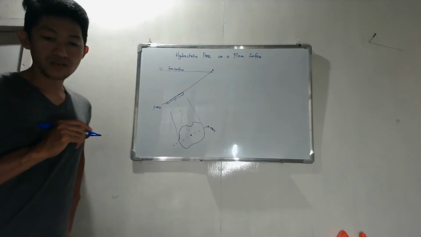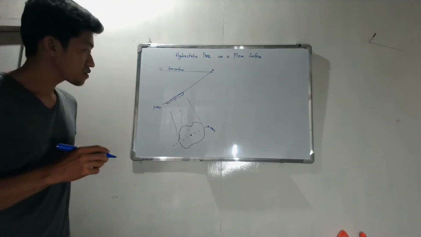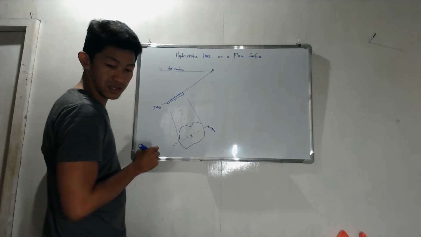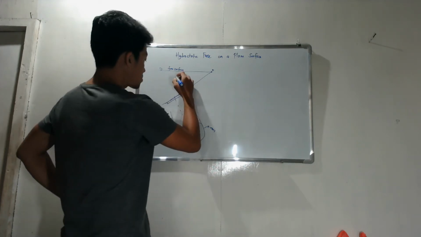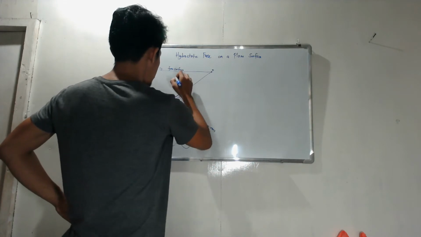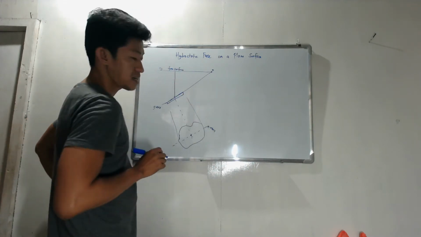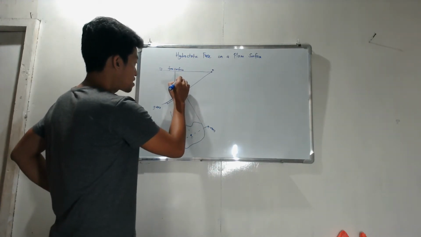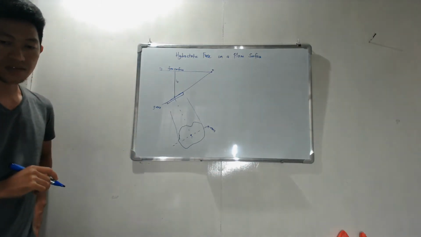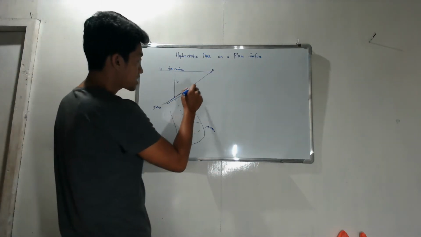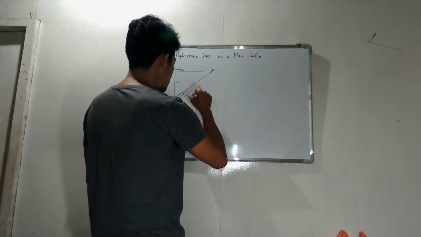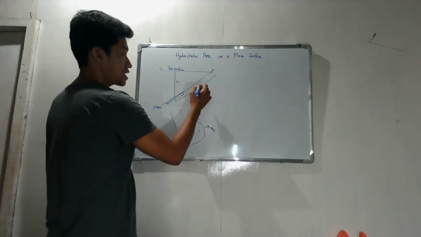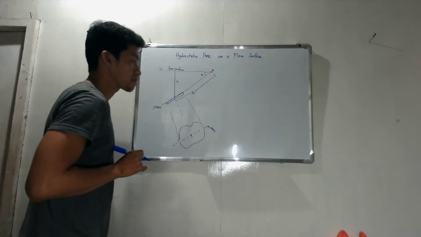To get the resultant force, we will label the figure. The height from the centroid to the free surface is labeled h sub c, and this length is y sub c. Okay, y sub c. And this angle is theta.